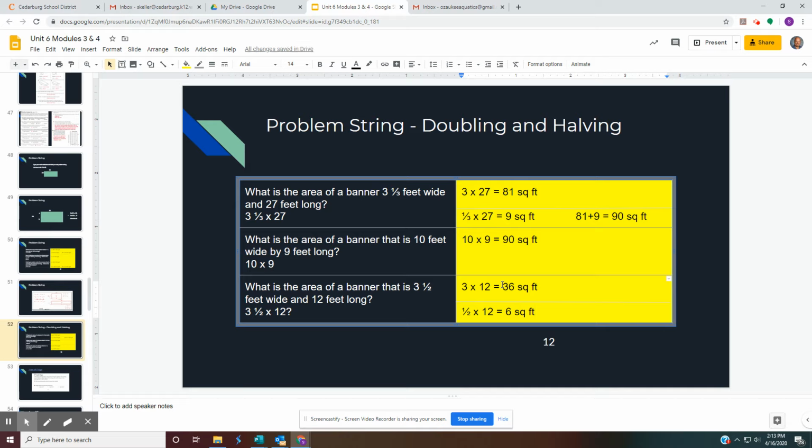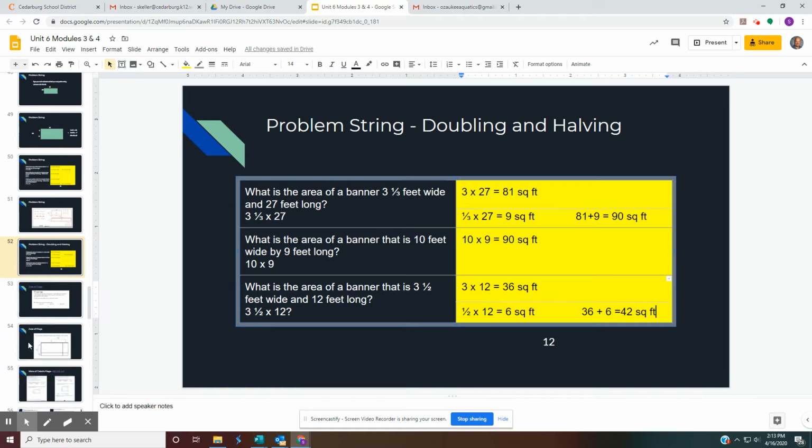You came up with that answer? All right, so then what do we do next? Like in this problem, we add our two arrays together. 36 plus 6 is going to equal 42 square feet. All right, that's the end of our problem string.